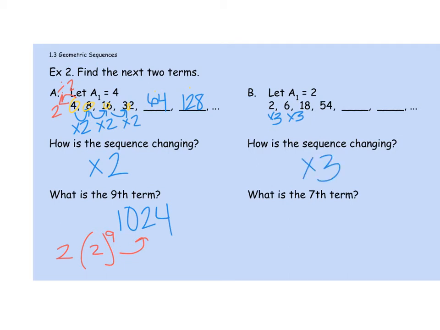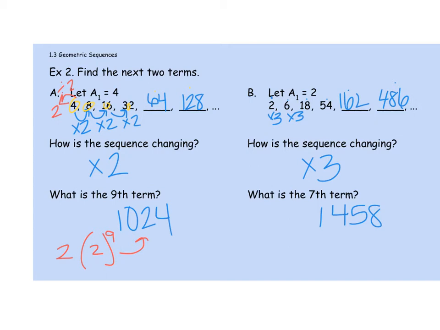54 times 3 is 162. And then times 3 is 486. So remember, this is the 1st, 2nd, 3rd, 4th, 5th, 6th. So here it's like, okay, the 7th term, all I have to do is multiply that by 3 one more time. 1,458. Okay. So there's no reason really to do a formula here. You're just multiplying 486 by 3 one more time.